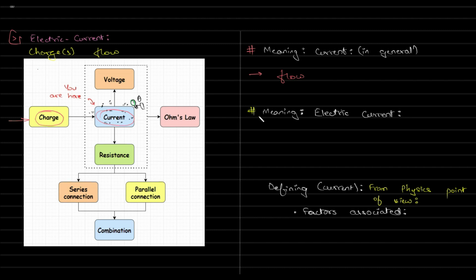So now can you define the word electrical current? Yes, it is nothing but flow of charges, that's all. So in physics, we don't define things this way. It has to be very specific. So now let's look into defining current from the point of view of physics, hardcore.